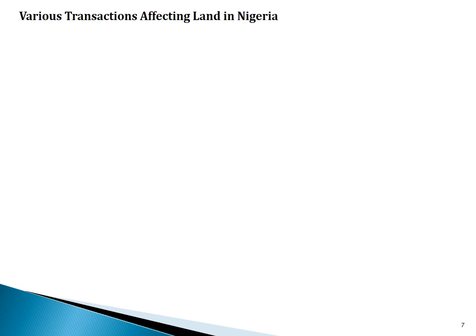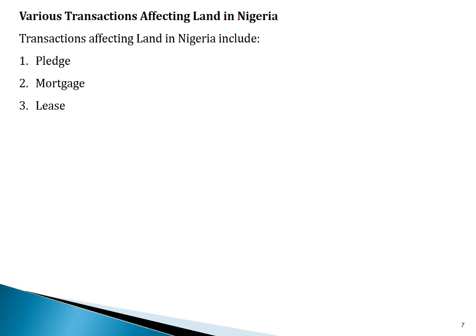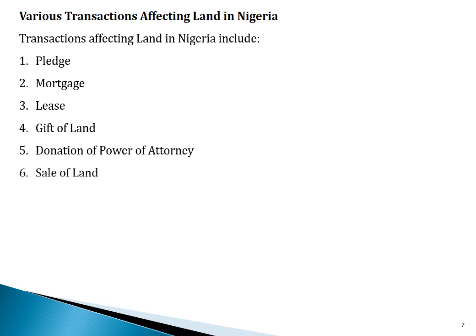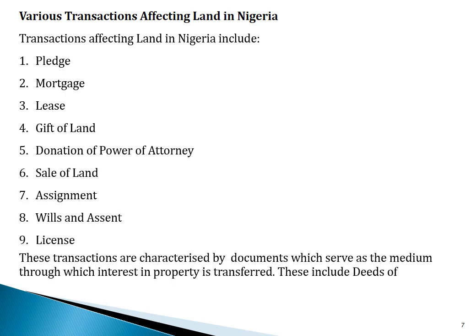Various transactions affecting land in Nigeria. Transactions affecting land in Nigeria include 1. Pledge, 2. Mortgage, 3. Lease, 4. Gift of land, 5. Donation of power of attorney, 6. Sale of land, 7. Assignment, 8. Wills and assent, 9. License. These transactions are characterized by documents which serve as a medium through which interest in property is transferred.